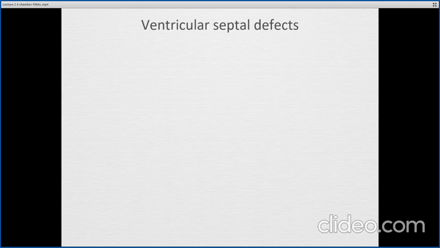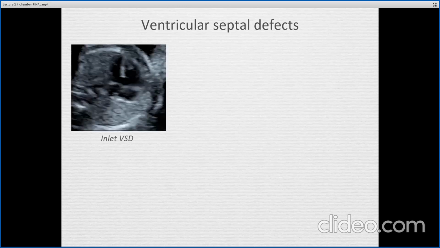Now looking at some examples of ventricular septal defects. So this is one case where you see a defect in the ventricular septum just below the valve. This is called the inlet VSD.